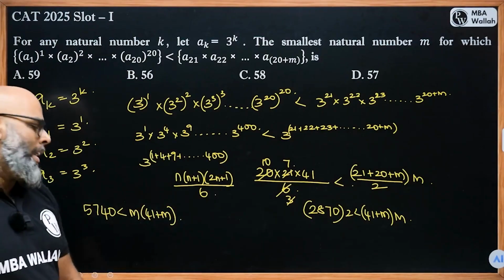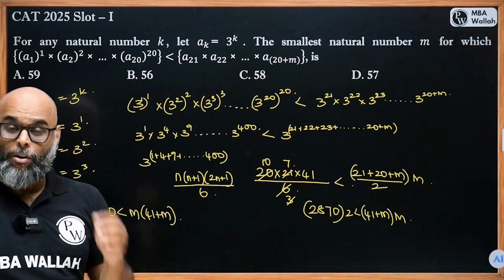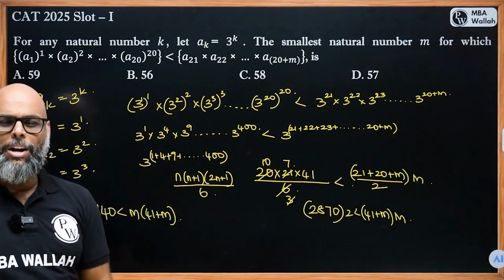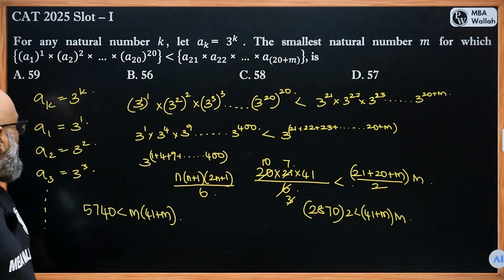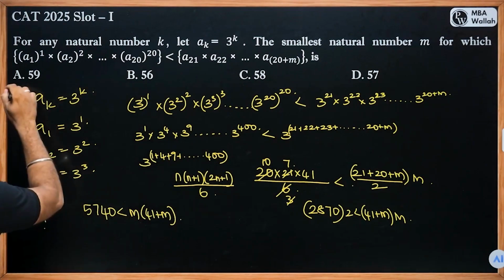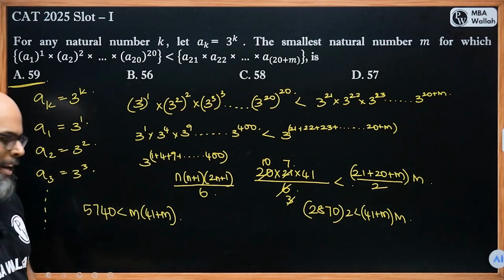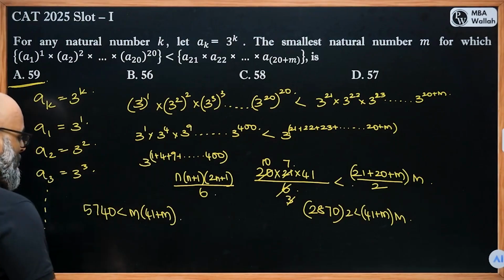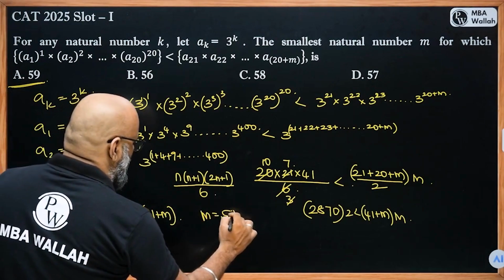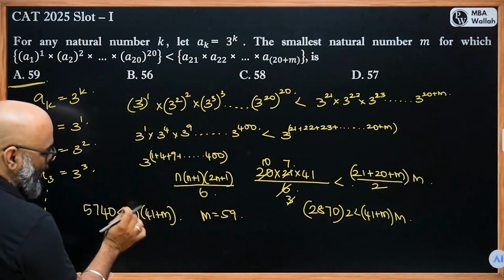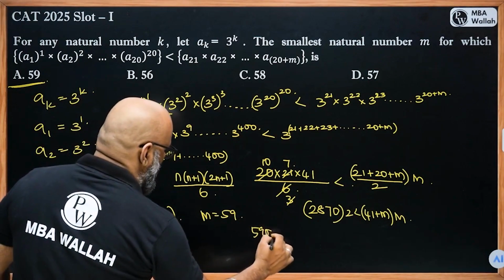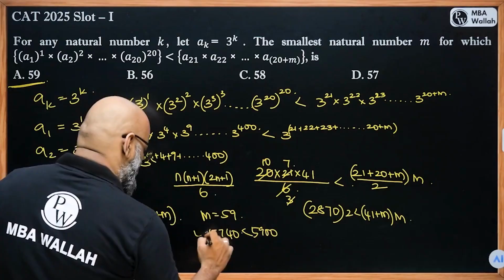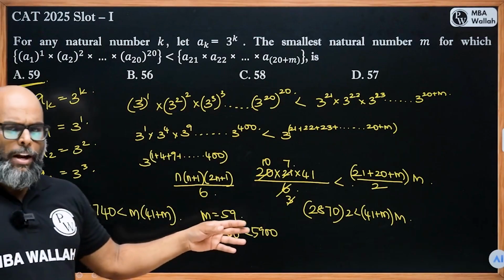Basically, you do a quadratic here, take this to the other side and look for the roots. Fortunately, we have been given options. Plug the m values in one by one. The first value that I would probably plug is 59. Why am I picking 59? I look at 41, I look at 59. 41 plus 59 is simply 100. So if m is equal to 59, this will become 100 into 59, which is 5900, is greater than 5740. Works. Yes, m equal to 59 works.